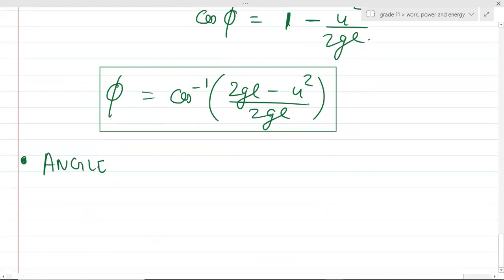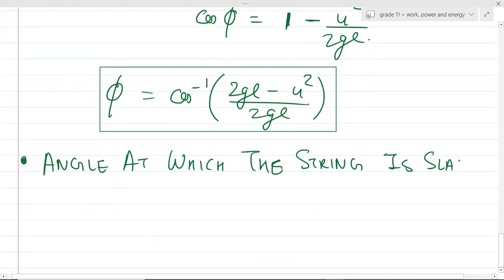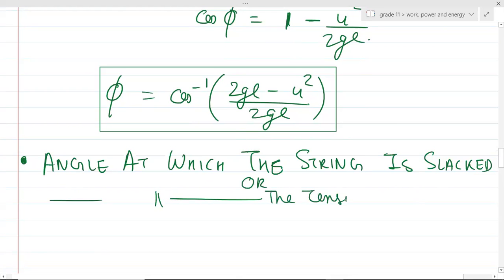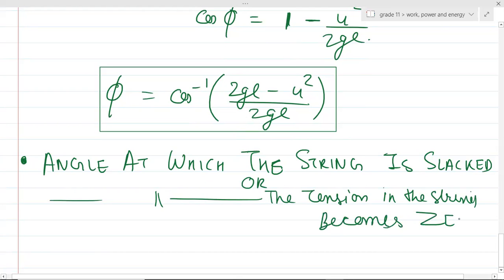The angle at which the string is slacked. Basically, wherever the string is slack, that implies the angle at which the tension in the string becomes 0. So basically, we are trying to find out that angle at which the tension in the string becomes 0.